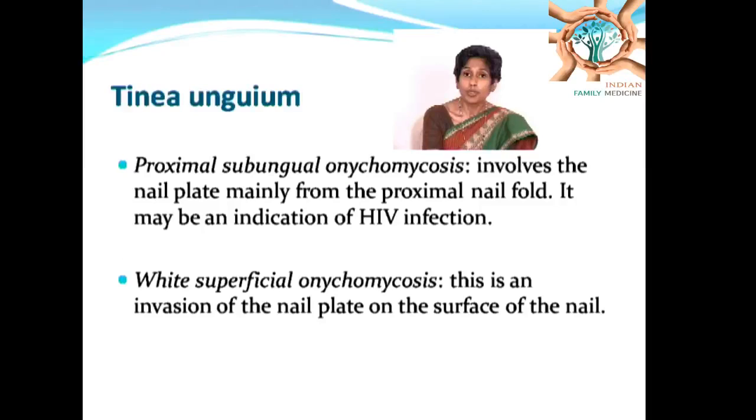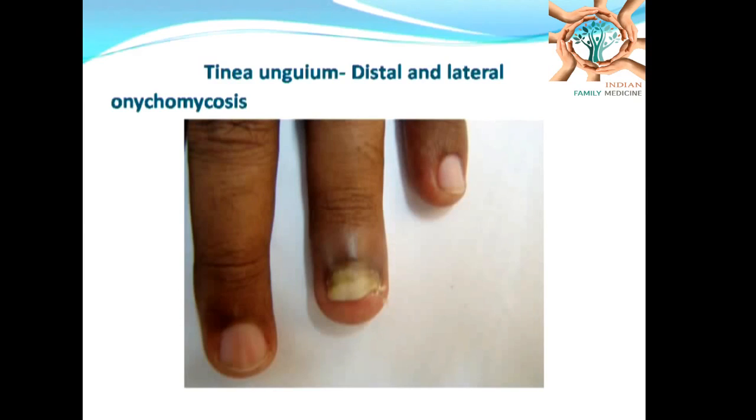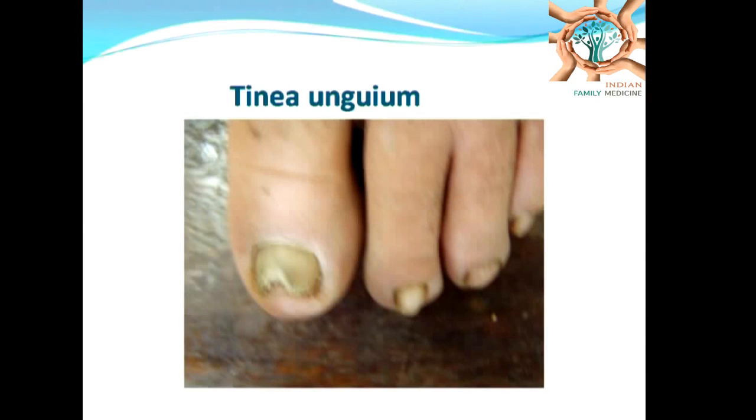Then you have the proximal subungual onychomycosis, which involves the nail plate mainly from the proximal nail fold. This may be an indication of HIV infection. White superficial onychomycosis refers to an invasion of the nail plate on the surface of the nail. And here is a picture of the distal and lateral onychomycosis. This is tinea unguum affecting the toenail.